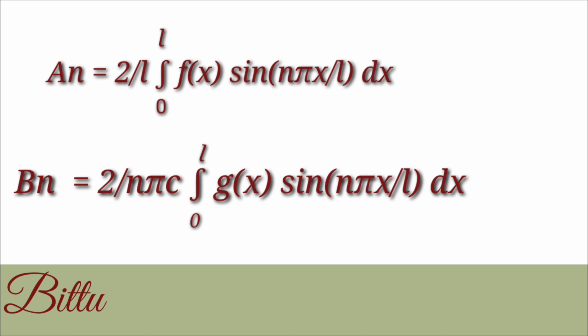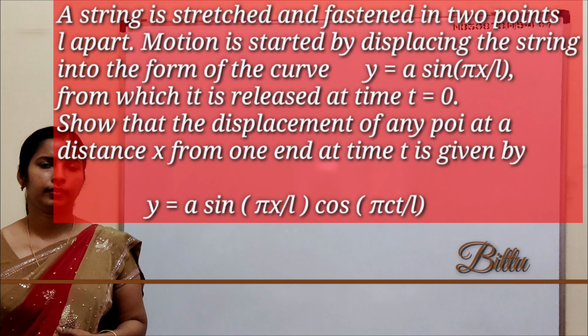In these types of problems, we can find an without using its equation, an = 2 by l integral 0 to l f(x) sin(n pi x by l) dx, so that we can avoid integration. Let me illustrate it. Look at the question.